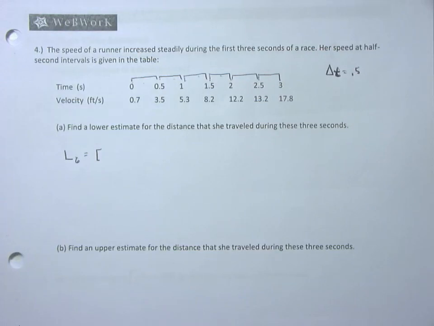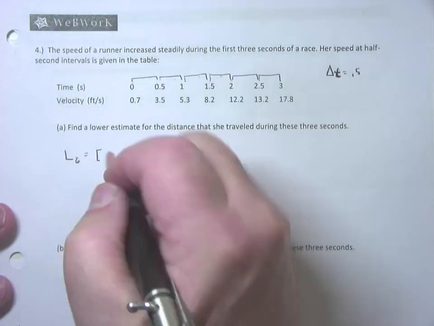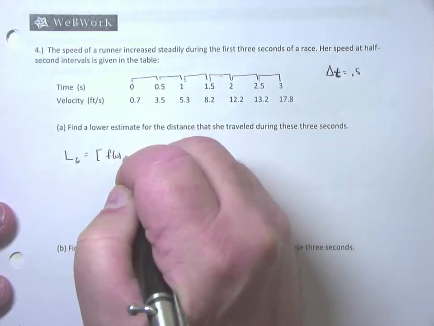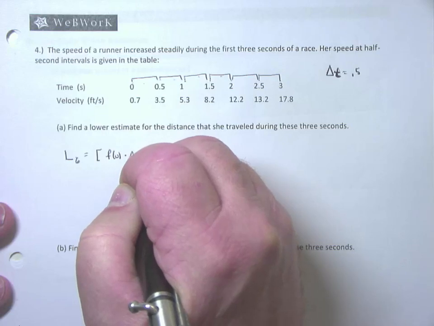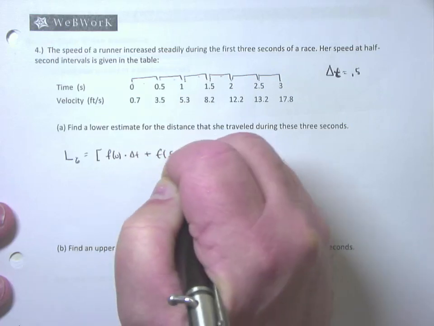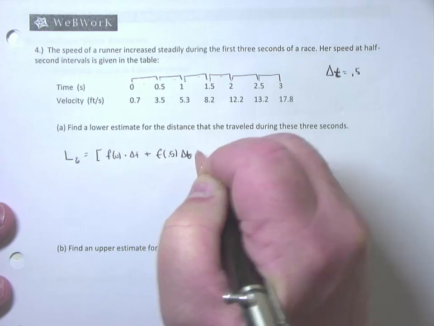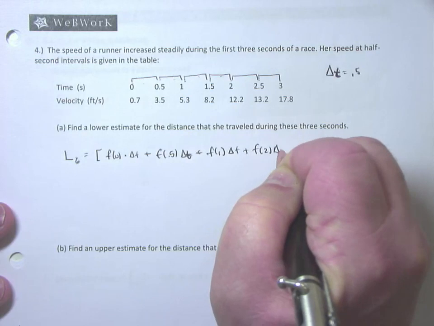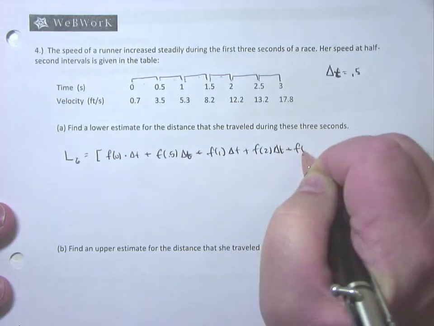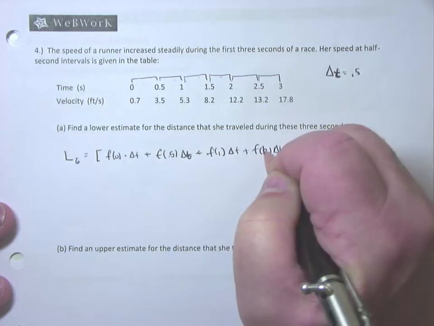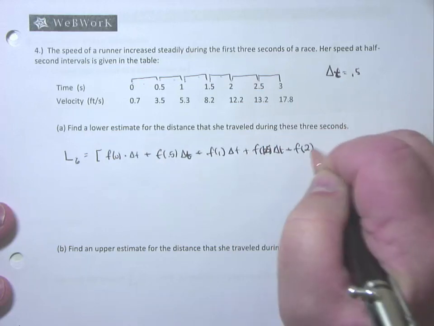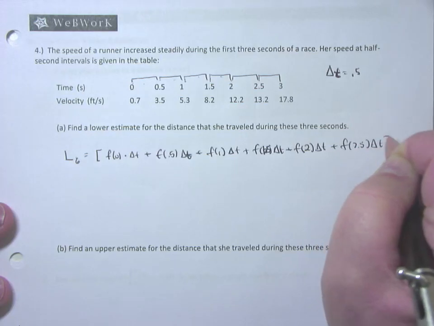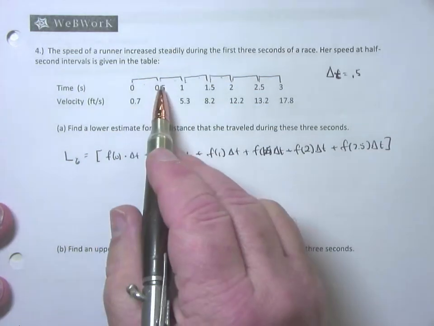Does that make sense? So your Riemann sum would be f of 0, the point on the left, times your delta t, plus f of 0.5 times your delta t, plus f of 1 times your delta t, plus f of 1.5 times delta t, plus f of 2 times delta t, plus f of 2.5 times delta t, and I stop. So I'm using only the points on the left for each partition.